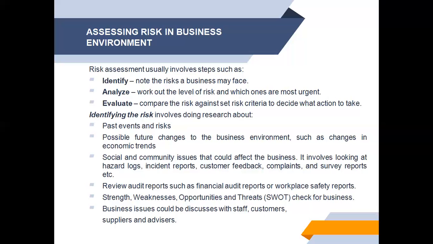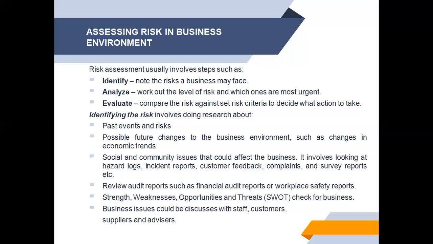Identifying the risk involves doing research about past events and risks, like what happened in the past and how it was dealt with. Although there could be certain risks which are unprecedented, in most of the cases, past events can give a brief idea about how the company can deal with this kind of problem. Then possible future changes to the business environment, such as changes in economic trends, if it can be foreseen, not completely, but at least an estimate can be drawn. Then to look at the social and community issues that could affect the business.